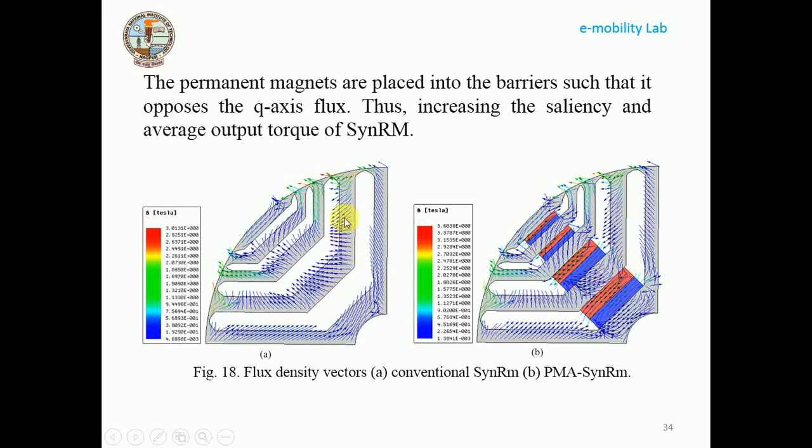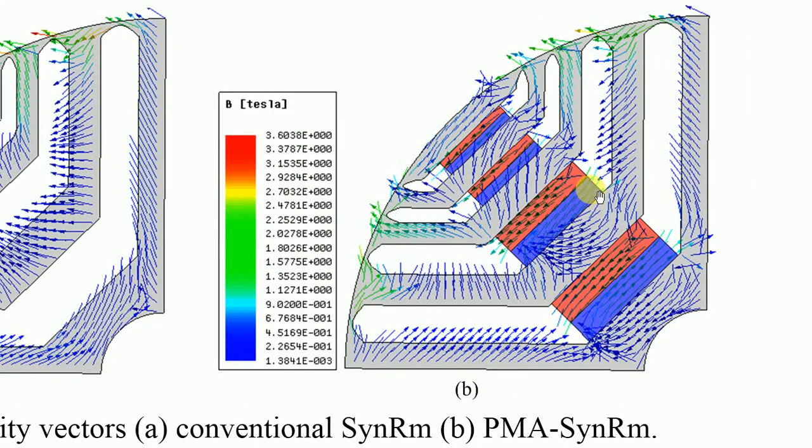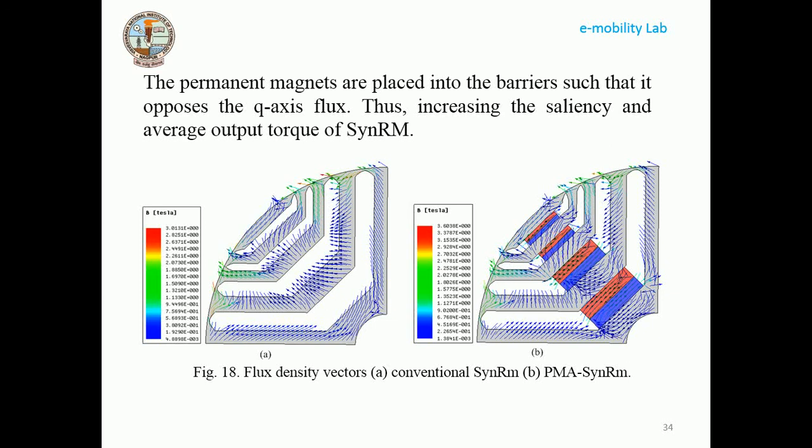So here you can see this is Q-axis excitation. These figures are taken when the machine is excited by Q-axis current. So you can see the flux density vector towards the Q-axis, and here it is opposed by the permanent magnets. These flux density vectors are opposed by the flux linkage of the permanent magnets. So that's why there is an increment in the torque, because we have less inductance and a good saliency ratio, and eventually the torque is increased.